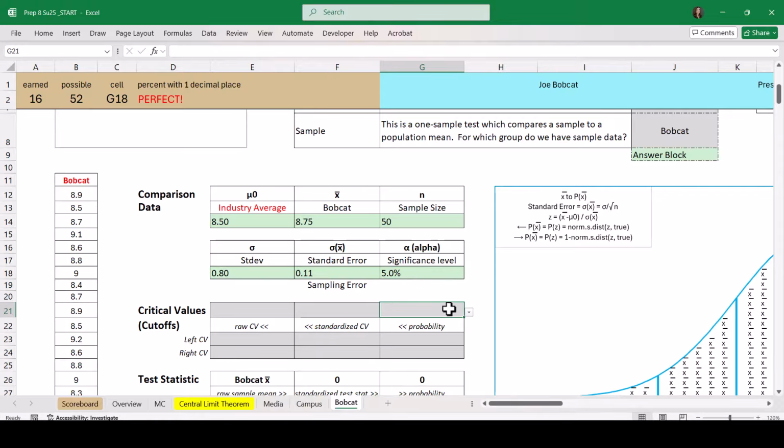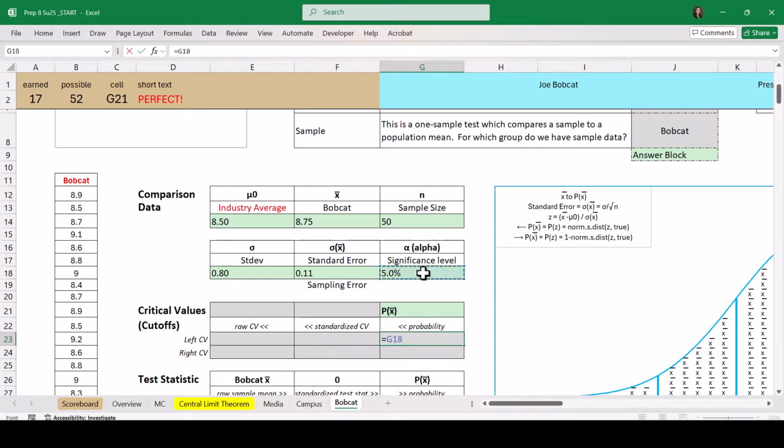And that is our rejection region. So we are going to set it up here. We're going to have a left rejection region and a right rejection region. And that's because we're doing a two-tailed test, right? We don't know if Bobcat's going to be less than the industry average or greater than the industry average. So we're going to look in both tails.